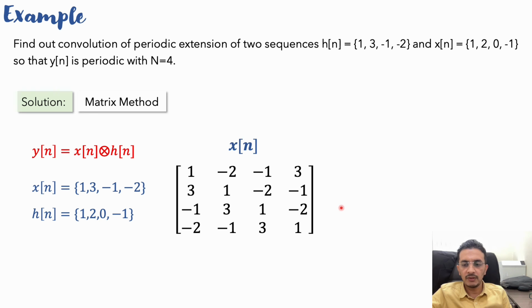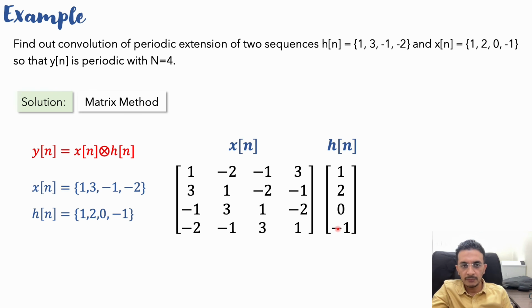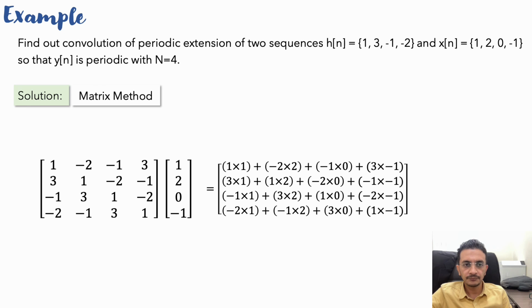Now we have to write hn in the matrix form, and we'll write it in the straight form. We are not shifting or flipping it. We write exactly like this. Now we can perform matrix multiplication, and you know how we do it. We simply multiply the rows with the column, then next one, then next one, and then next one, like this.